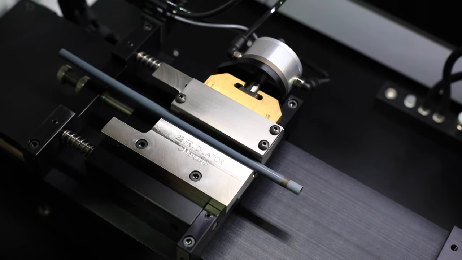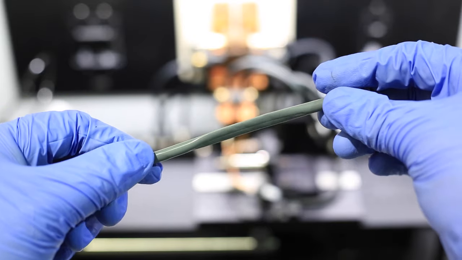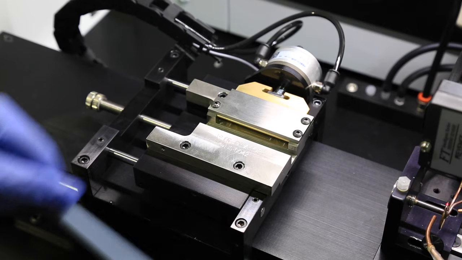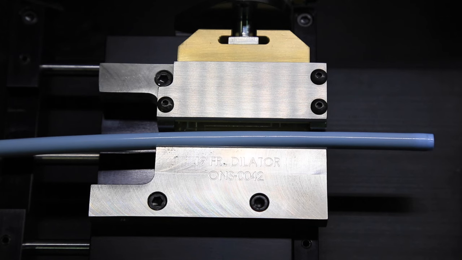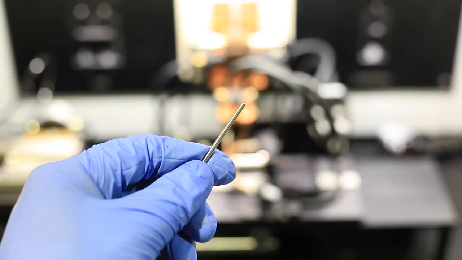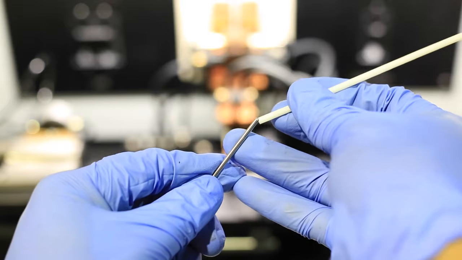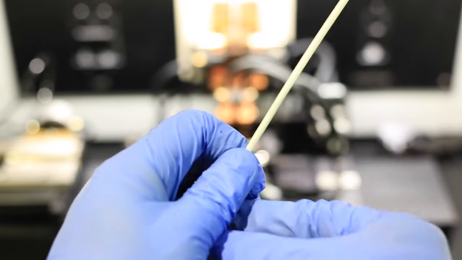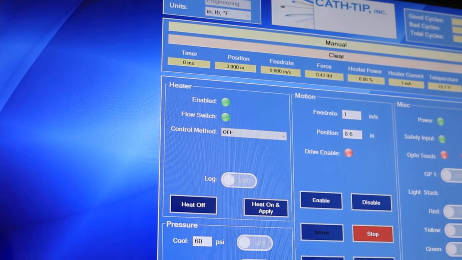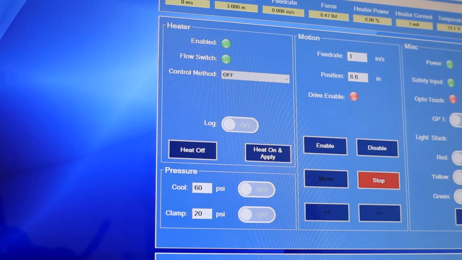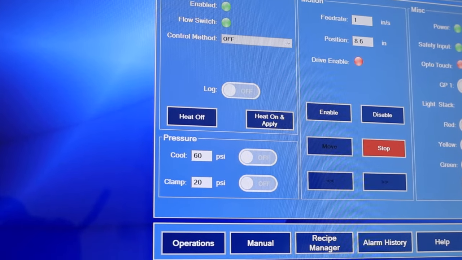To avoid damaging or collapsing the material during clamping, input a low PSI into the clamping field, then work your way up to your application's durometer capacity. Inserting mandrels inside the material lumens also helps to avoid collapse. Familiarizing yourself with the pneumatic system gives you the best steps towards quality results on your CATHTIP Magnum.